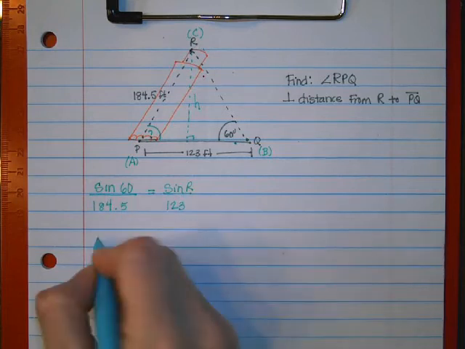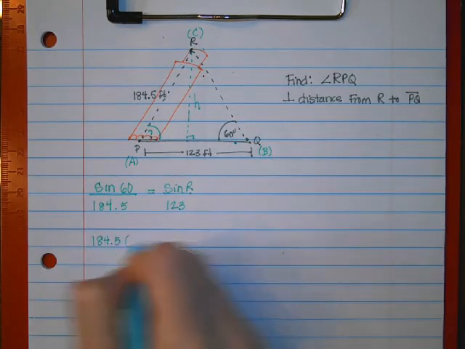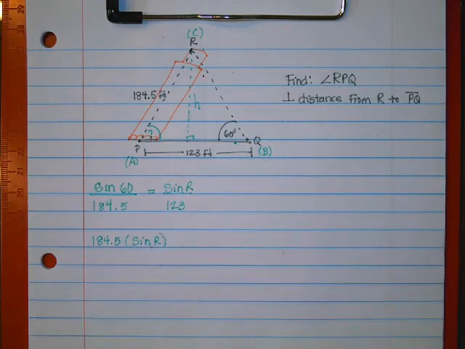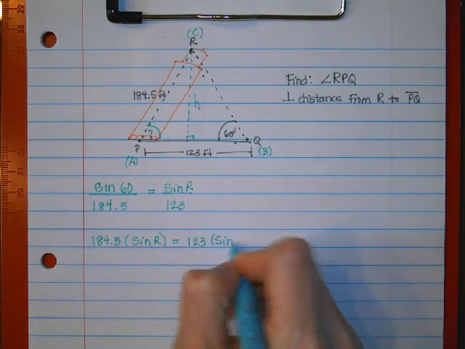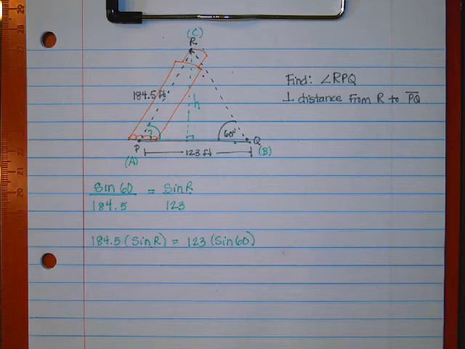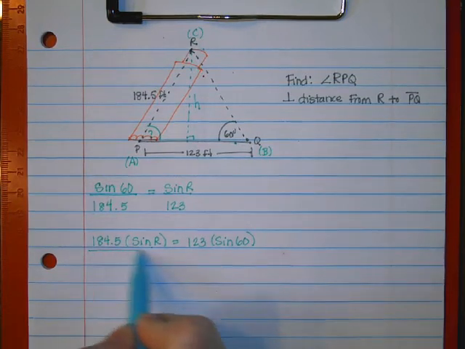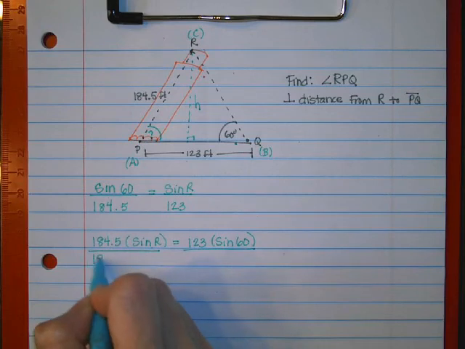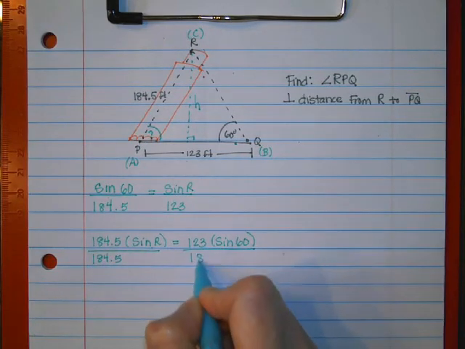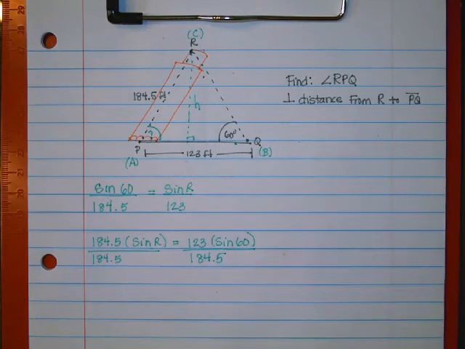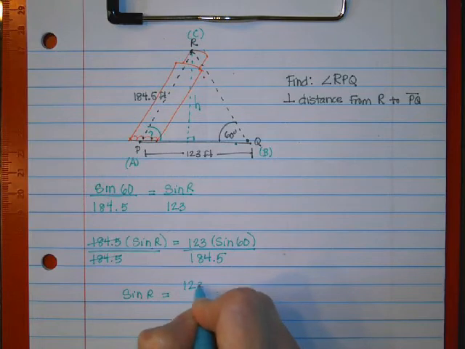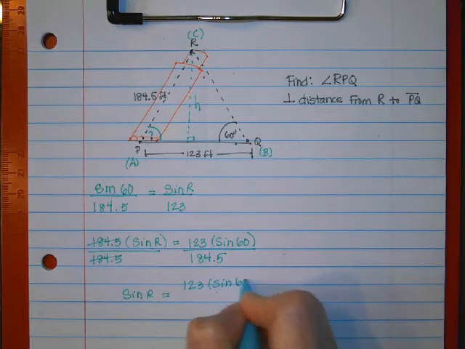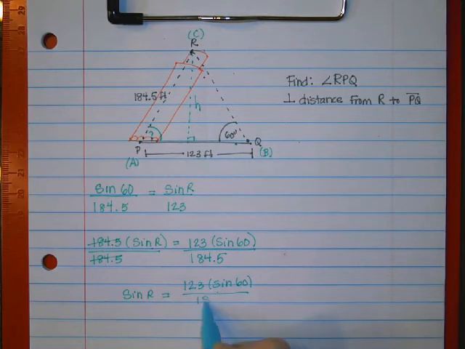Sine of R times 184.5, so 184.5 times the sine of big R, and this will equal 123 times the sine of 60. Alright? We're solving for big R, so we'll divide on each side by 184.5. The 184.5's cancel out, leaving me with the sine of R. It's equal to 123 times the sine of 60 all over 184.5.